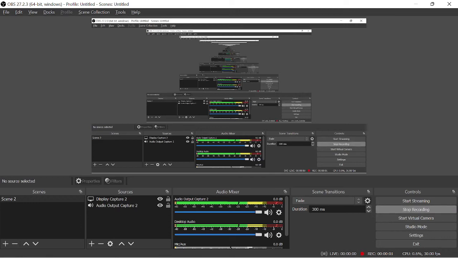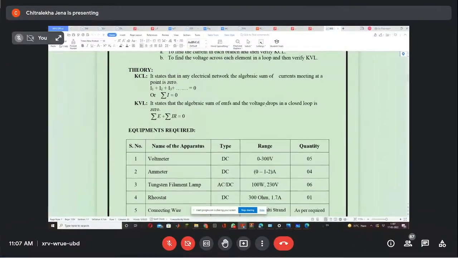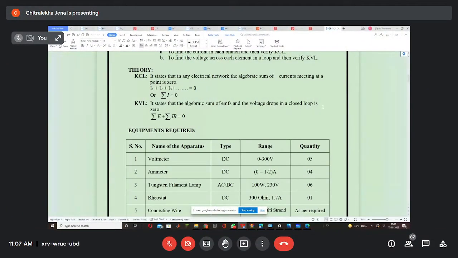At any point is 0. Okay. And Kirchhoff's voltage law states that the algebraic sum of the EMFs and the voltage drops in a closed loop is 0. This I have already explained to you in the theory class. Summation of the EMF plus summation of IR. IR is the drop. This is the EMF, voltage drop. This is equal to 0.